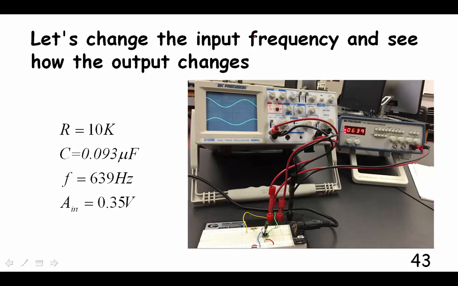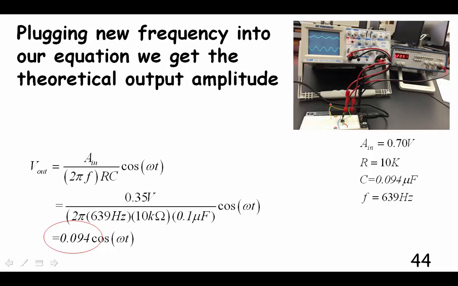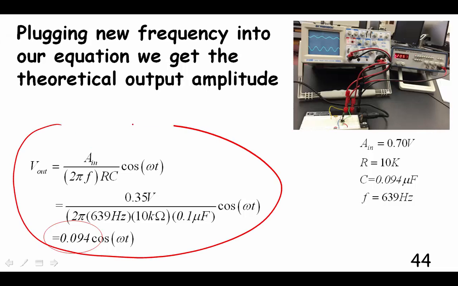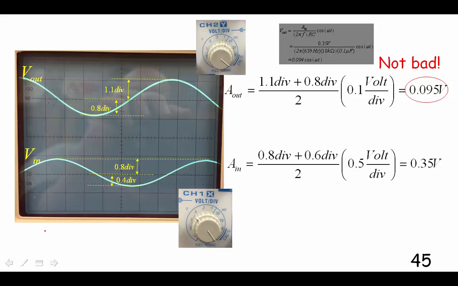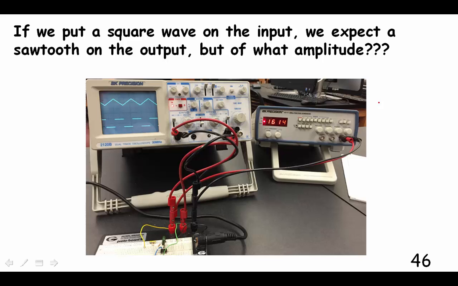Let's change the input frequency and see how the output changes. So we've changed our input frequency to 639 hertz, gone down quite a bit. What we would expect theoretically, I've just plugged that 639 hertz into my equation. I would expect an amplitude of 0.094 volts. Let's see what we get. And I measured it right here, and look at that. It's 0.095. Wow! I wasn't even trying that hard.